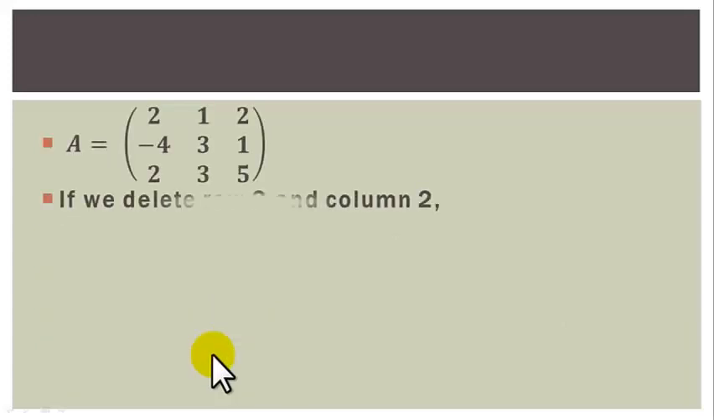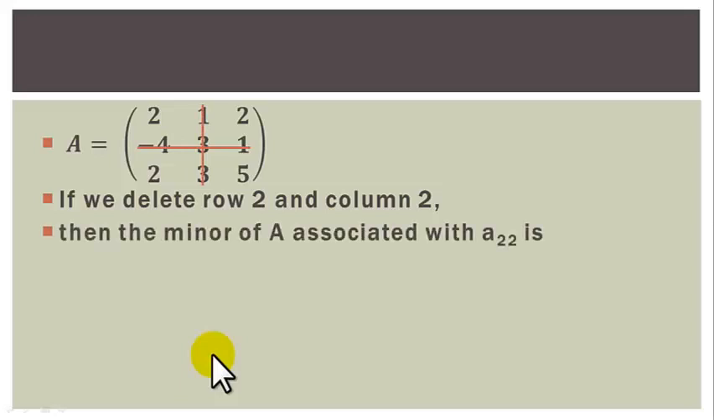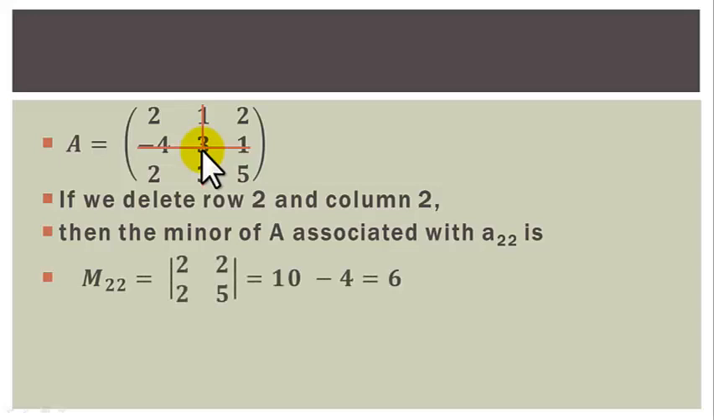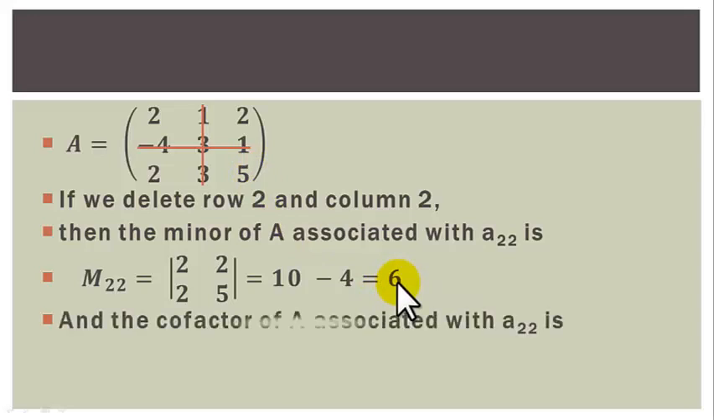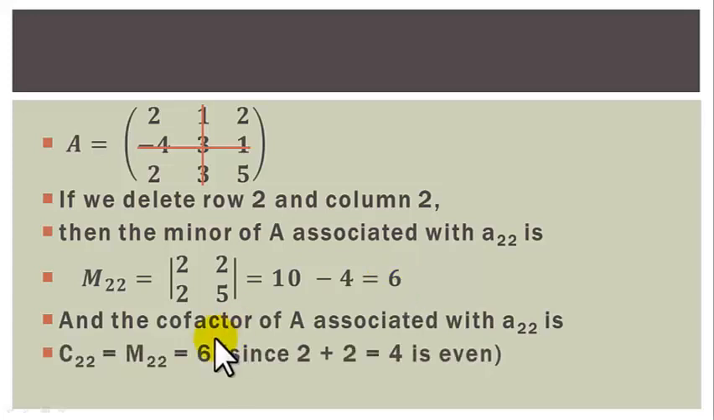Next, we delete row 2 and column 2. This is row 2 and this is column 2. Then the minor of A associated with A22, which is this element 3, is M22, which is equal to the determinant of the submatrix 2, 2, 2, 5. And that determinant will give us 6. And the cofactor of A associated with A22 is C22. And C22 is equal to M22, since 2 plus 2 is even. And that will give us 6.